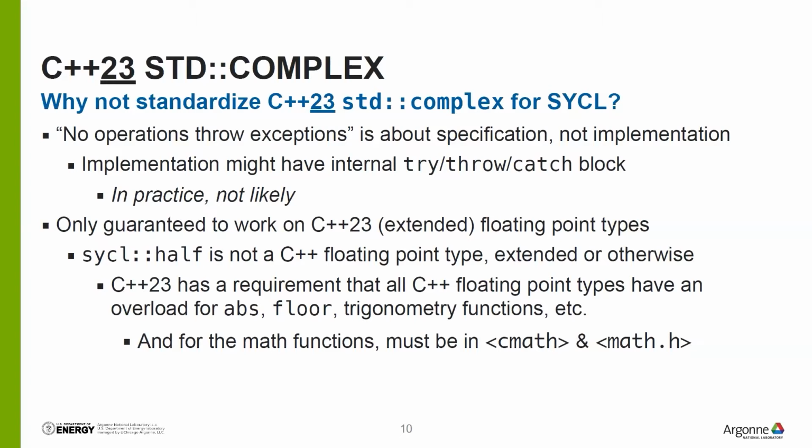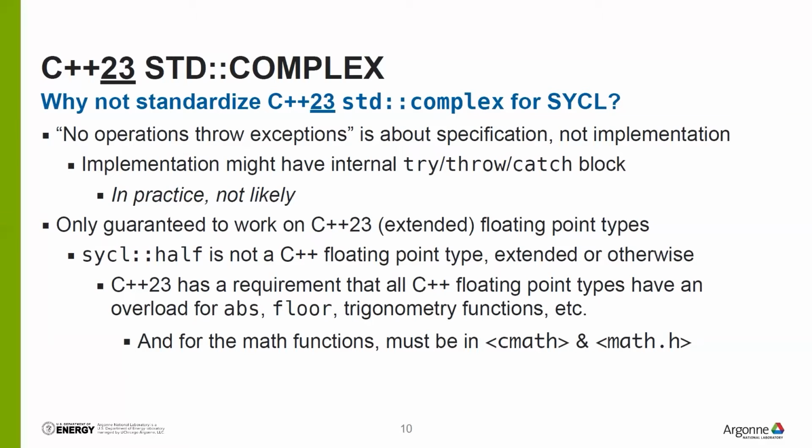Again, in practice, not likely. And you get some more guarantees with constexpr, because you can have a try-catch block, but you can't throw an exception that would actually be caught in there. And it's only guaranteed to work on C++23 floating point types, or what they've also added, some extended floating point types. Like there's float16, float32. I can't remember the exact names of them, which are optional.